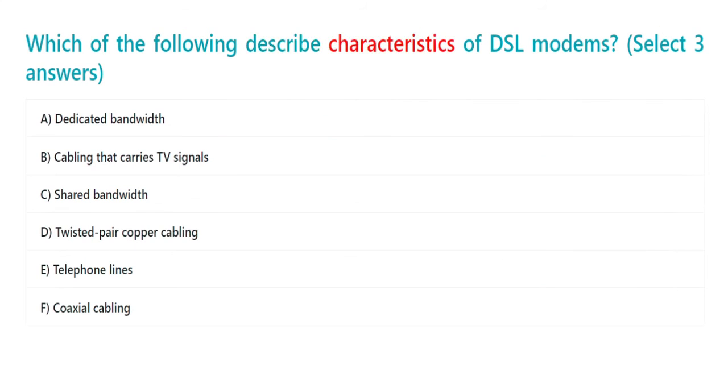Which of the following describe characteristics of DSL modems? Select 3 answers. A. Dedicated bandwidth. B. Cabling that carries TV signals. C. Shared bandwidth. D. Twisted pair copper cabling. E. Telephone lines. F. Coaxial cabling.